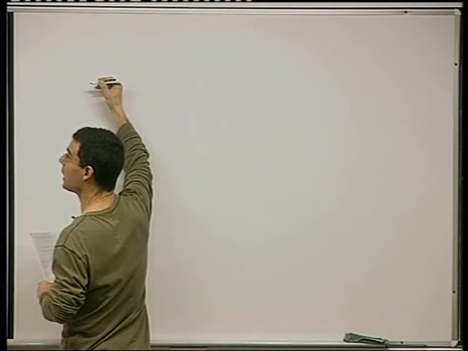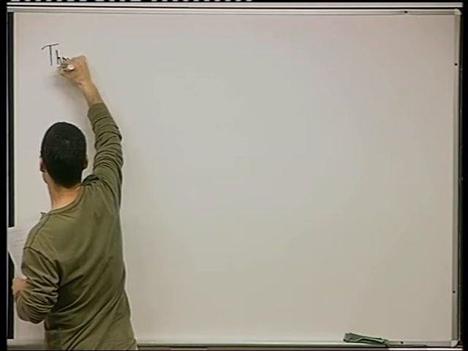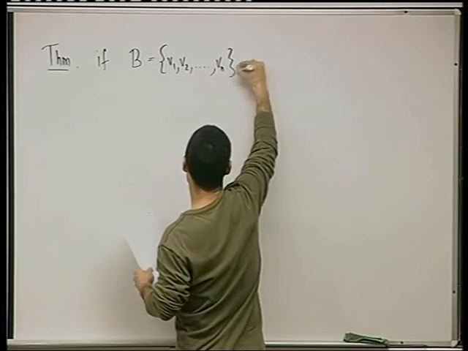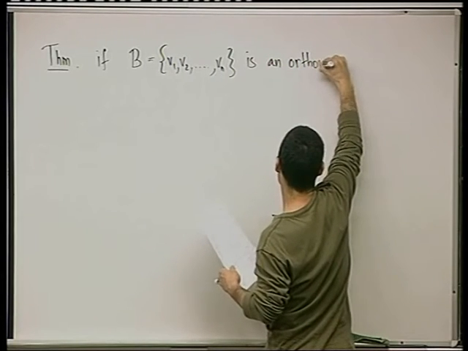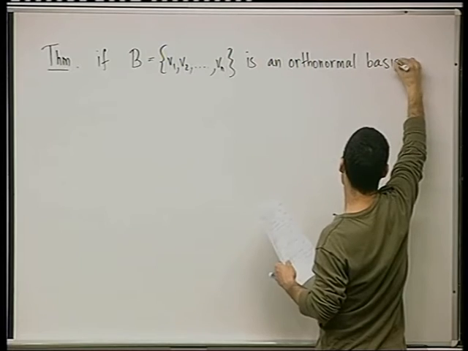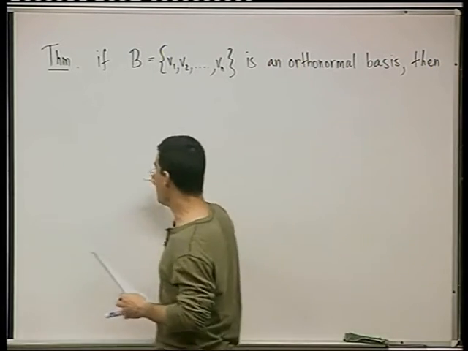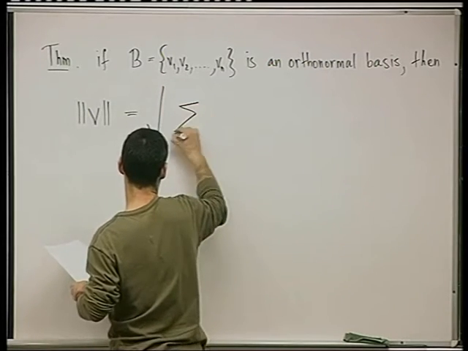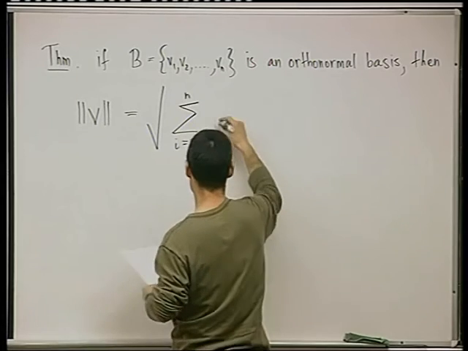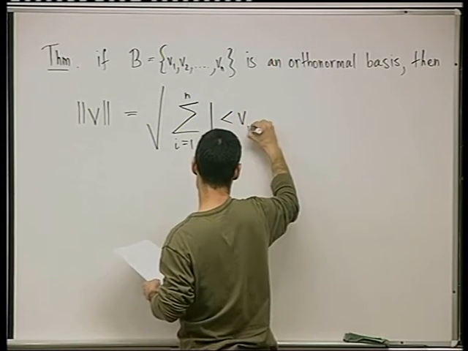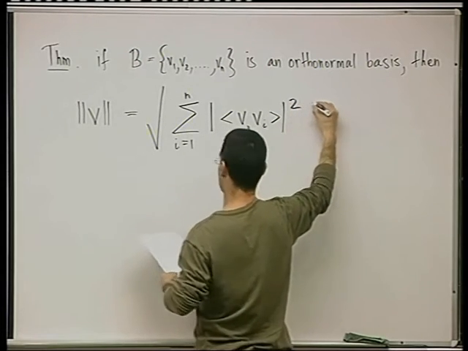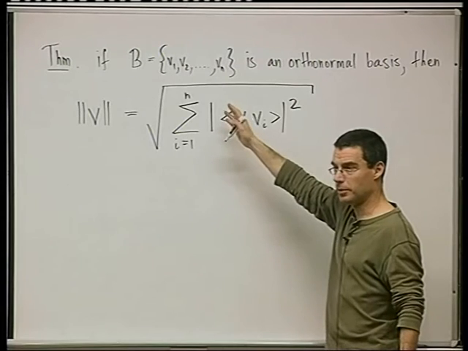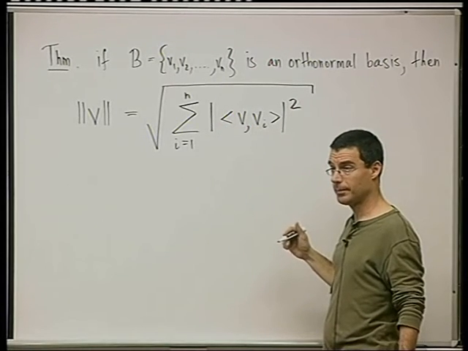So here's the second claim. Let's call it a theorem again. If B equals V1, V2, up to Vn is an orthonormal basis, then for every V, the norm of V equals the root of the sum, i equals 1 to n, of the absolute values of the inner products V, Vi, squared. In general, these can be complex numbers, right? So this is not the absolute value, but rather the modulus. Okay?